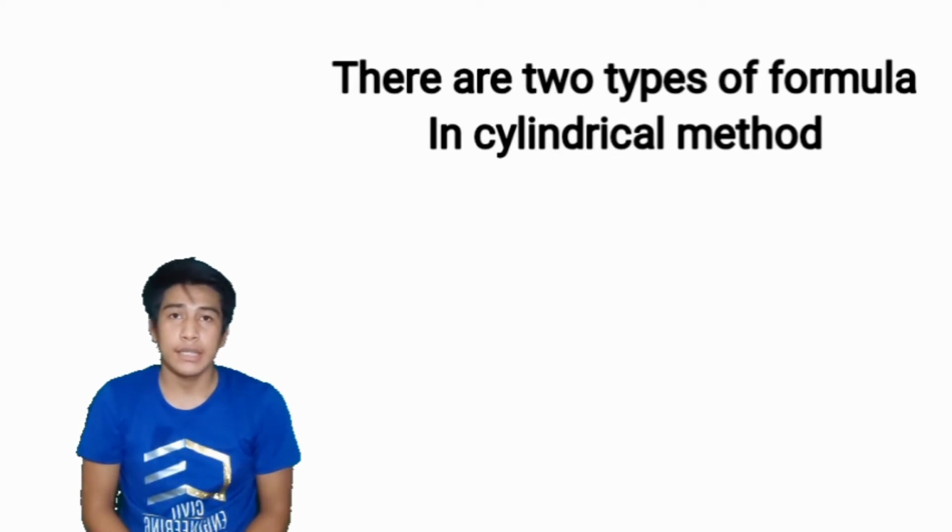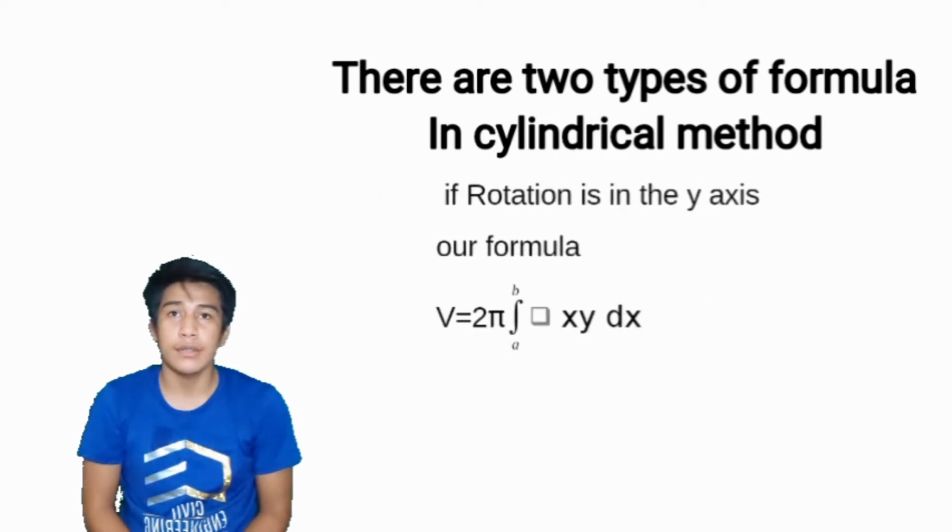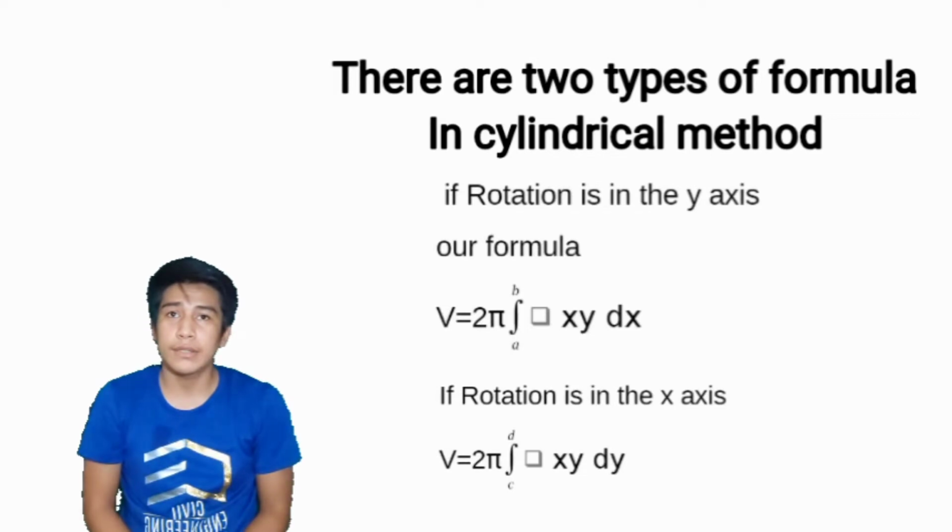So, there are two types of formula in the cylindrical method. If rotation is about the y-axis, our formula is V equals 2 pi times the integral from a to b of xy dx. If rotation is about the x-axis, our formula is V equals 2 pi times the integral from c to d of xy dy. And now we have an example problem to solve.